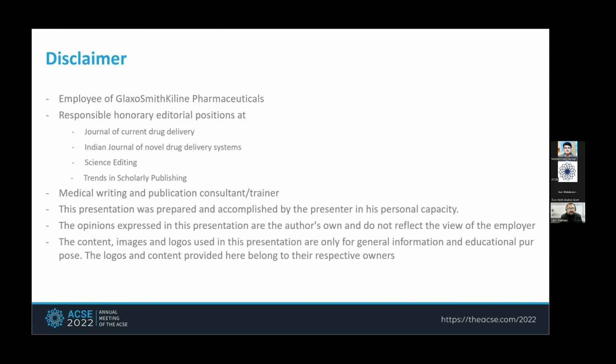A quick disclaimer, I work somewhere else, but whatever I speak here is my own opinion. It has nothing to do with the associations or the journals or the organization which I am employed with.